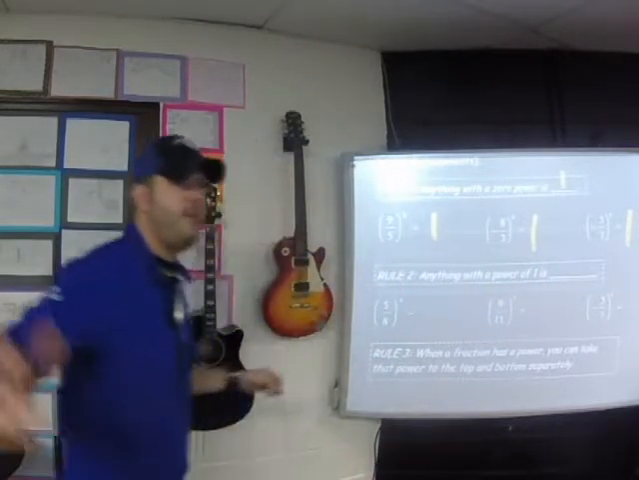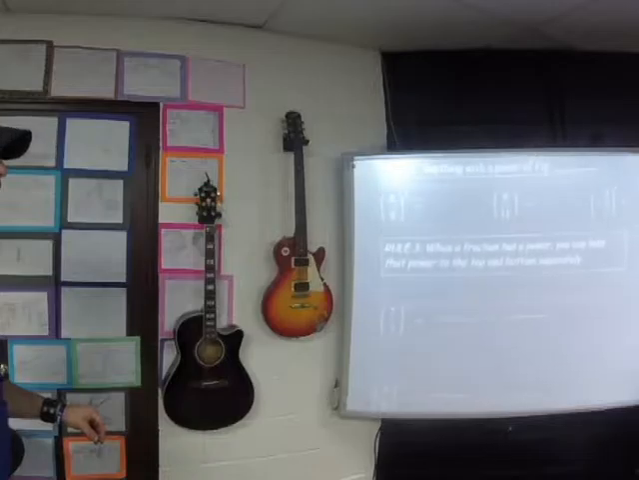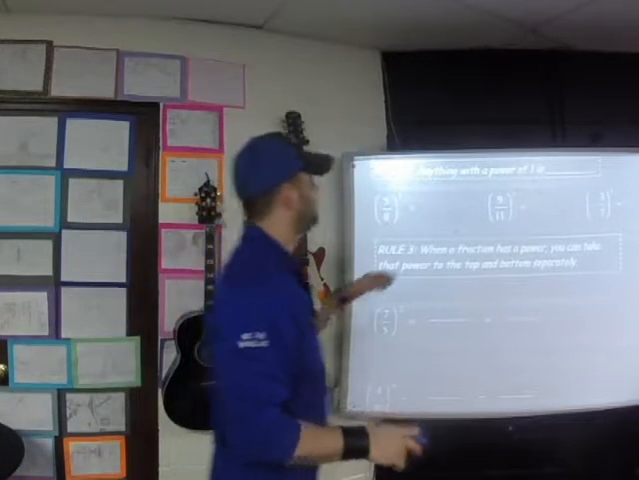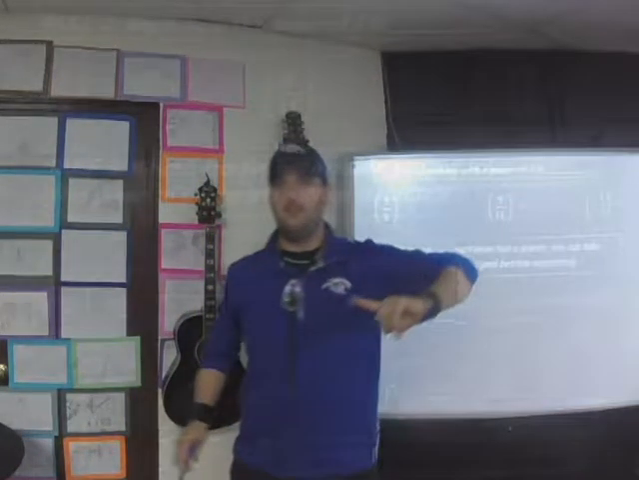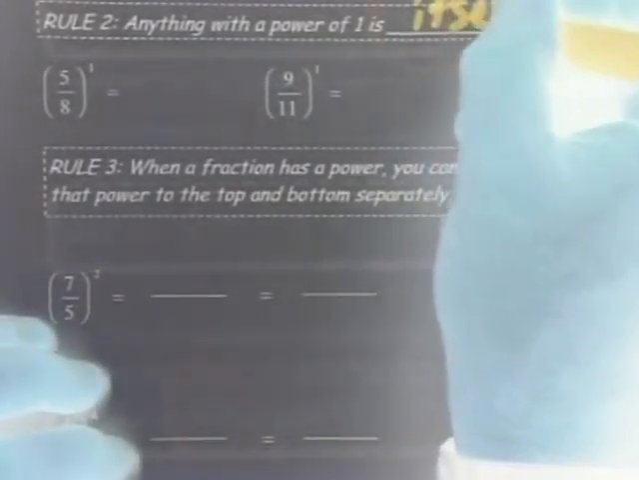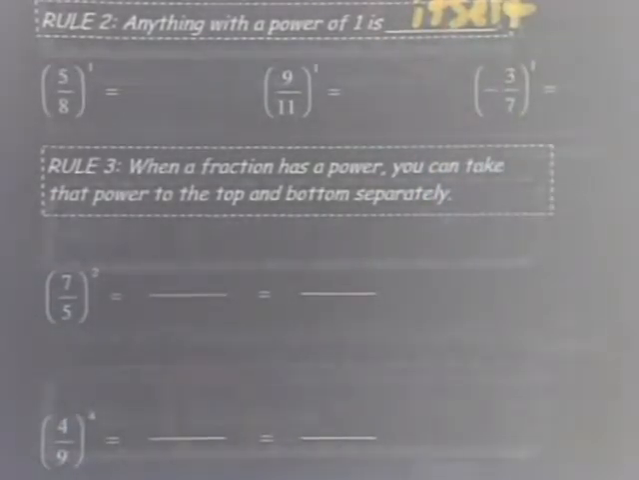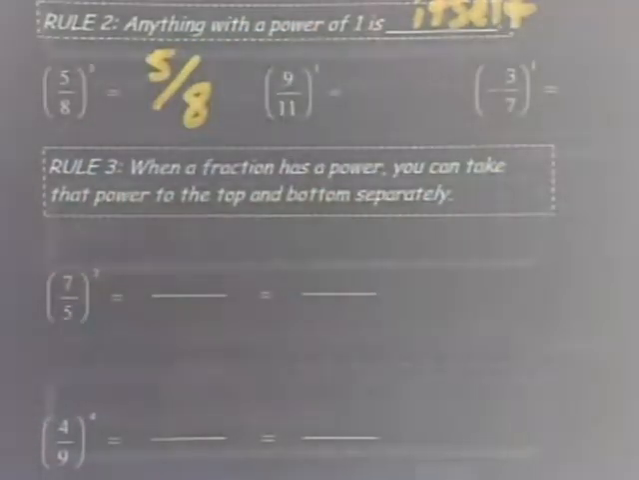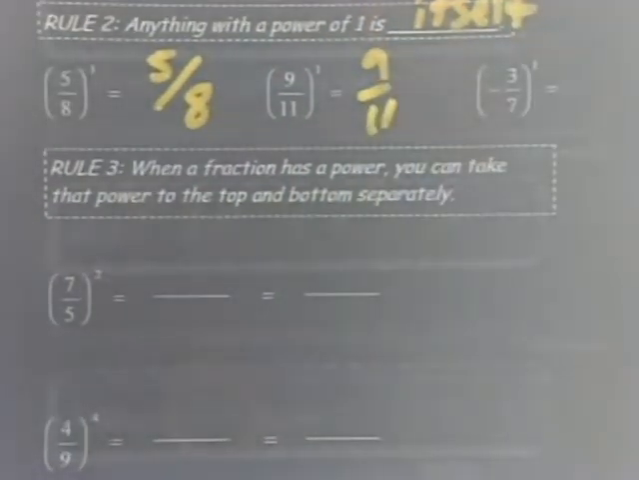Anything to the 1 power is what? That number, or we'll say itself. Anything to the 1 power is itself. So 5/8 to the 1 power is 5/8. 9/11 to the 1 power is 9/11. And negative 3/7 to the 1 power is negative 3/7.